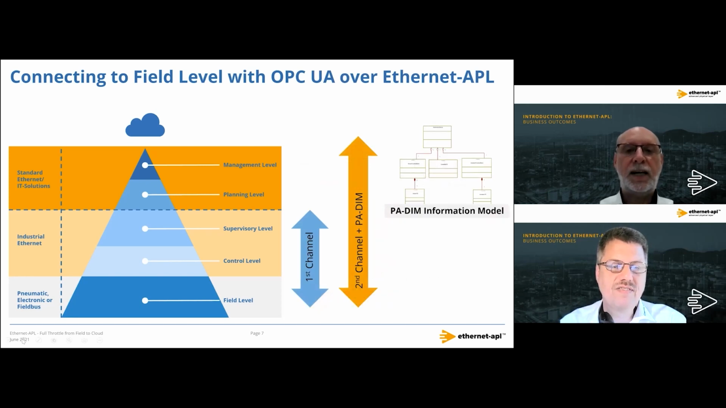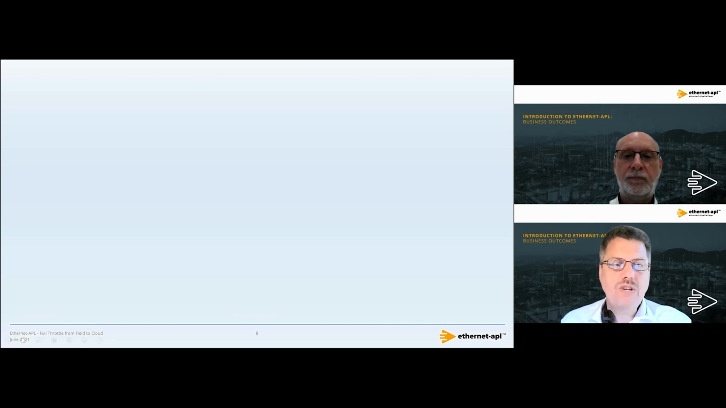Now with Ethernet APL, we can establish one channel for control level integration, and the second channel could be used by OPC UA to provide additional information from the field device to the cloud. Important for that is that they have standardized information, and here PA-DIM, a standardized information model for process automation, helps. And you see that there's a lot more involved than just Ethernet communications. The PA-DIM model, for example, takes place on a different layer of communications. But let's get back to Ethernet.